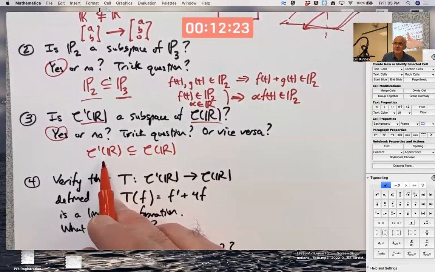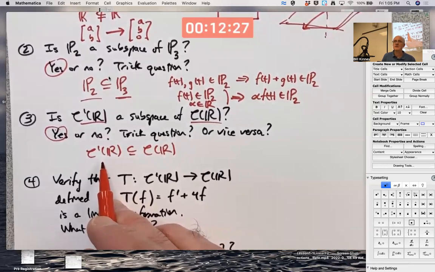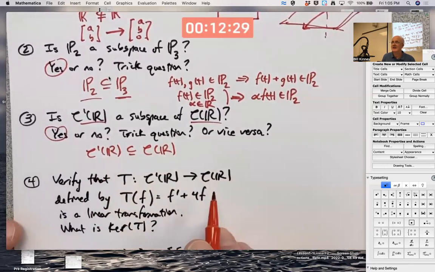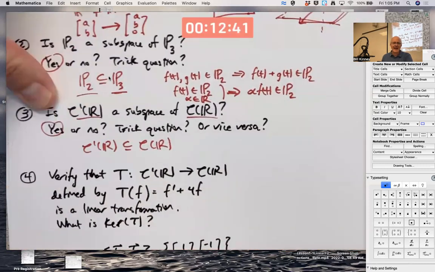That takes proof. Proof based on limits in calculus, properties of limits. We're not proving those kinds of things in this class. That's not our main point. Our main point is just to see that these are vector spaces and related to what we're talking about with differential equations in linear algebra. And that comes up in number 4.